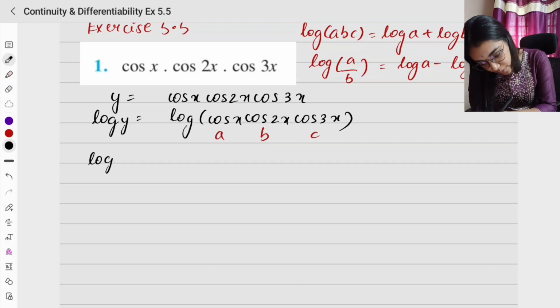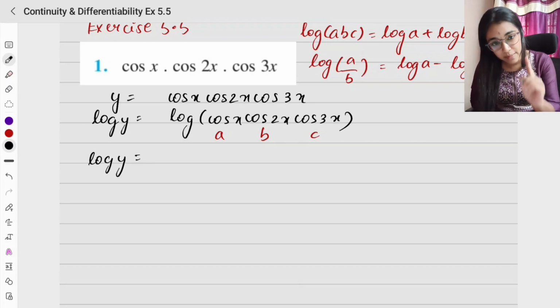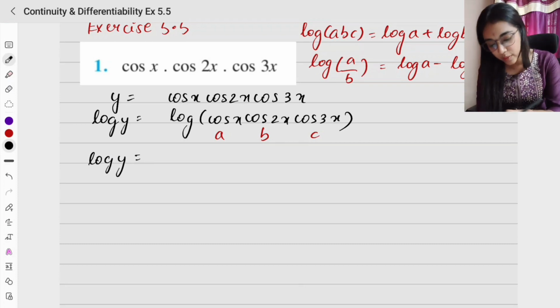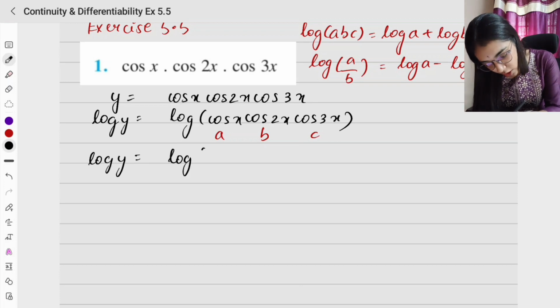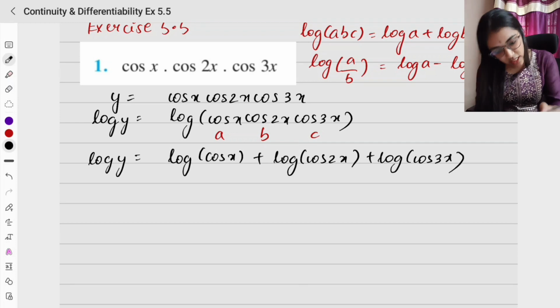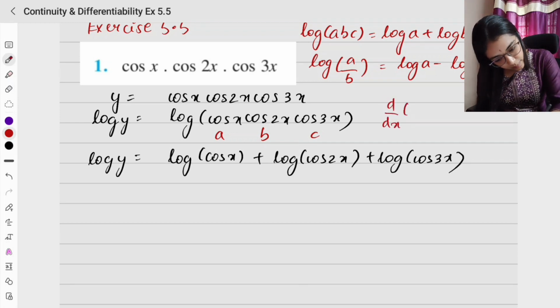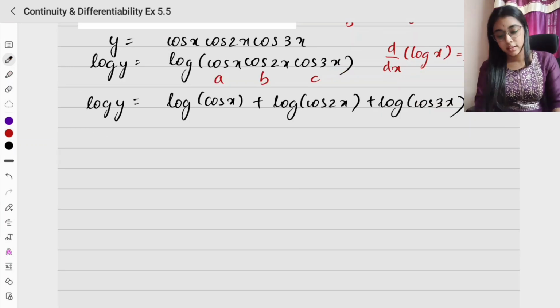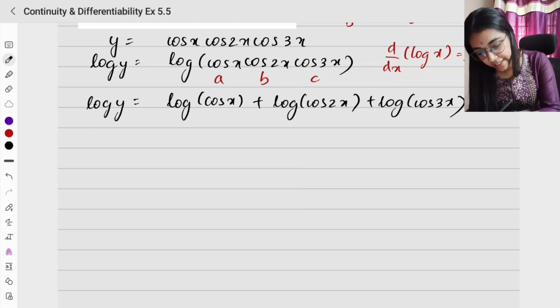Now what is my next step? Log y, I am not taking the derivative yet, I am just simplifying the question. So log y equals, since it is a product, log a which is cos x plus log b which is cos 2x plus log c which is cos 3x. Now what is the derivative of log? d by dx of log x is going to be 1 by x. Okay, as simple as that. Now when I differentiate on both sides, what will I have?